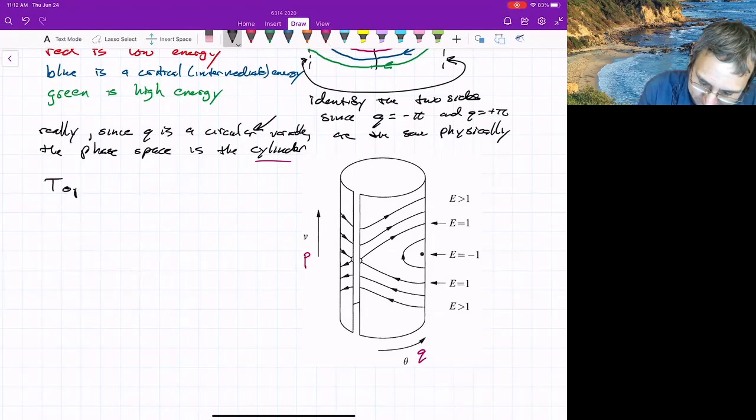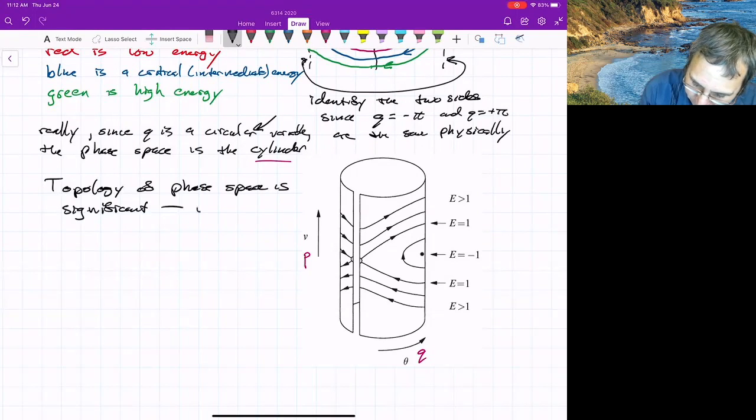So topology of phase space is significant. Why is that? It puts constraints, kind of built-in constraints. It puts constraints on the type of motion that can happen, or the type of dynamics.